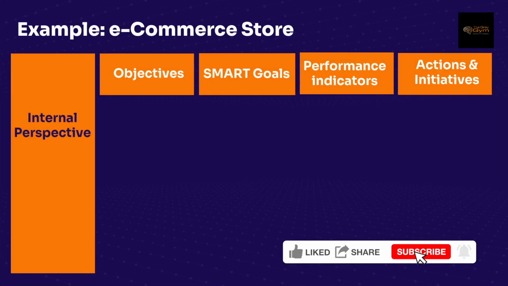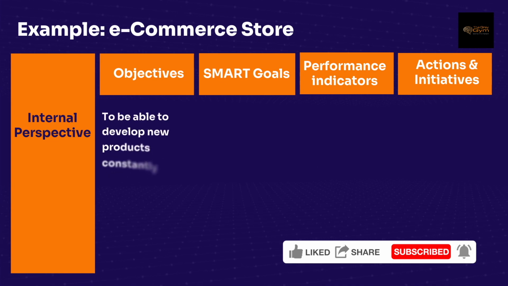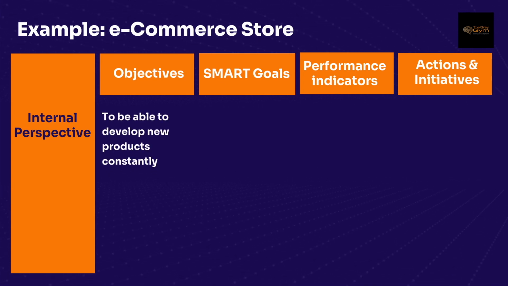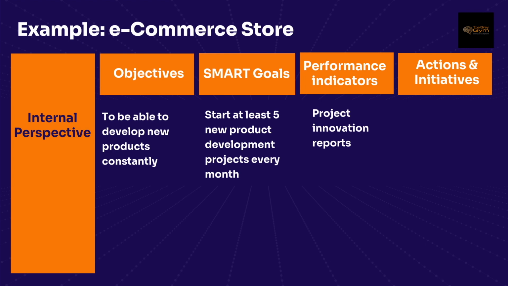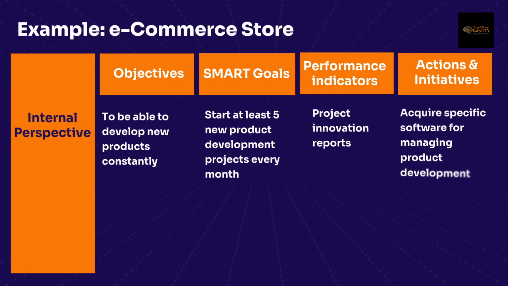Next is the internal process perspective. The objective here is to be able to develop new products constantly. Goals again has to be measurable. Start at least 5 new product development projects every month. Once again, the indicator here would be the project innovation reports, which we could check that the development of at least 5 new products has begun every month. How are we going to do this? Acquire specific software for managing product development.